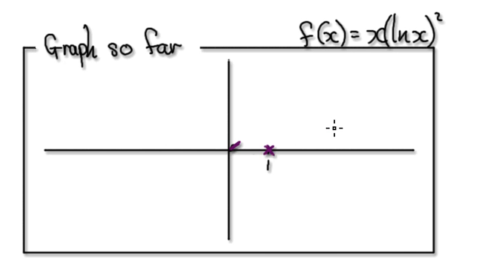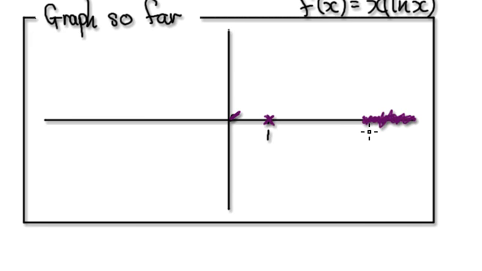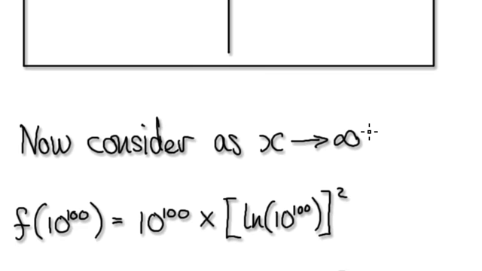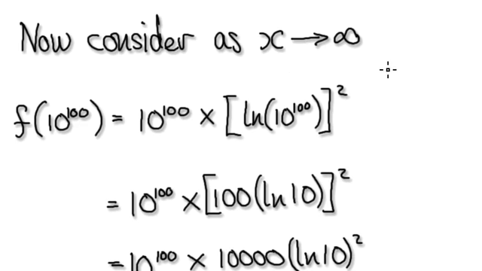And now we need to consider what happens when x tends to infinity. So what happens when x is in this region here. So now we're going to consider what happens when x heads towards infinity. So now look at this. Now consider as x tends to infinity. So let's put a ridiculously big number into our original function.